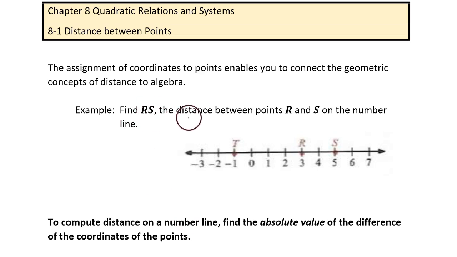Here's an example problem. Find RS, which means the distance between points R and S on the number line. Here's point R at the coordinate 3, and here's point S at the coordinate 5. We want to find the distance between them. It's a matter of counting units. So we can see that that is 2 units. Mathematically, we can find the distance by taking the ending value at 5 and subtracting the starting value of 3. And 5 take away 3 is 2 units. So in general, to find the distance, you take the ending point and subtract the starting point.